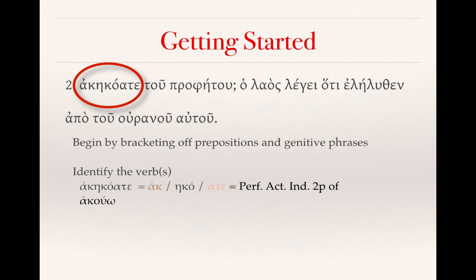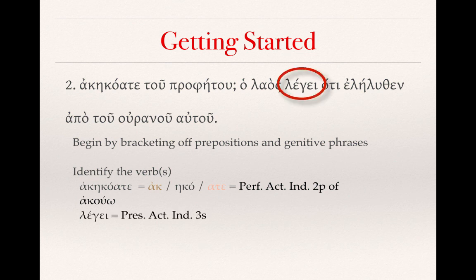And as you can see, I've tried to separate it out. You'll see the reduplication there with ak at the beginning. And then the ate ending indicates that these are the second person plural endings for the perfect tense. So we would parse this as perfect active indicative from akuo. The next verb that we see is lege. And we've seen this so much in past lessons that I'm just going to parse it for you. Present active indicative third singular, he, she, or it says.